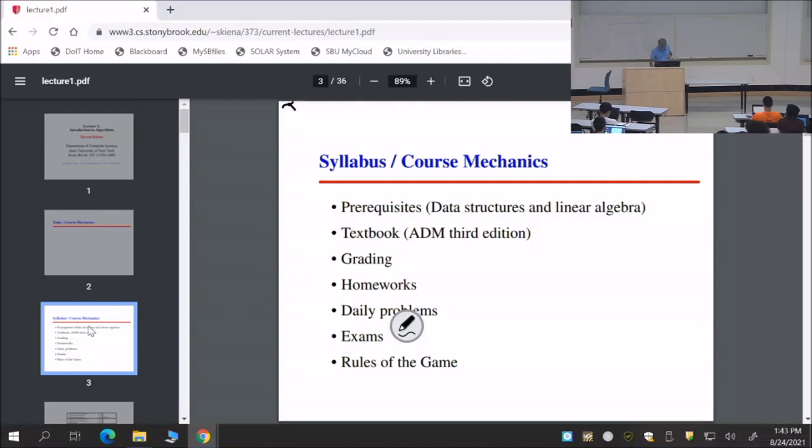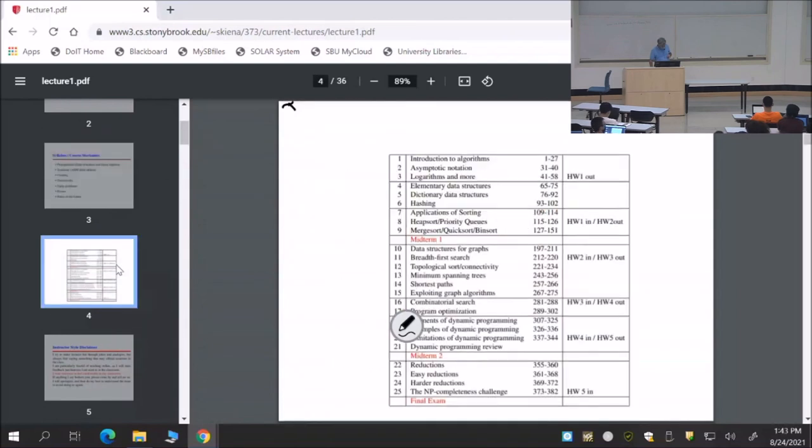What else do I got here? Hold on, let me use this thing. Okay, so this is the syllabus of the course, the flow of the semester. We're going to start out for the first three lectures or so doing introductory material, discussing what algorithms are, why correctness is important, and the big O notation.